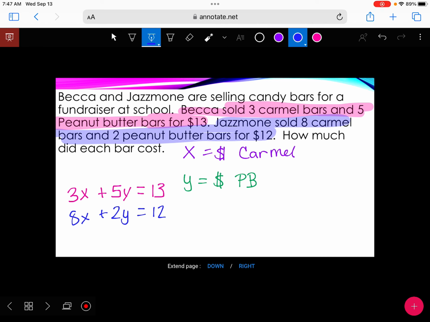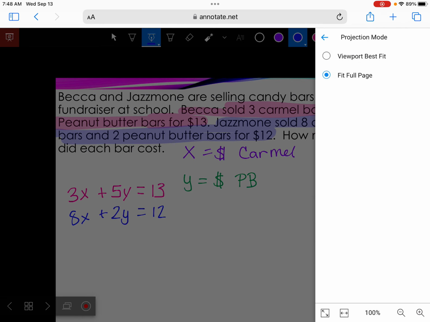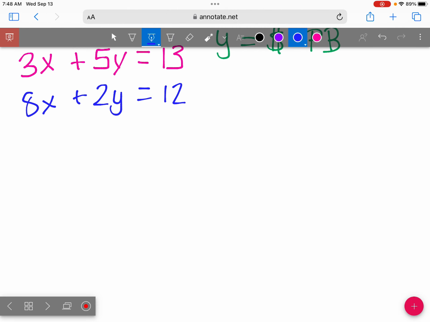So when we have 2 people, that's a big old clue on how to split up your 2 equations. Or if we have 2 companies, there's your 2 equations. Then what we're going to do is solve it, just like we did before. I've got a system of 2 equations here. 3x plus 5y equals 13. 8x plus 2y equals 12.